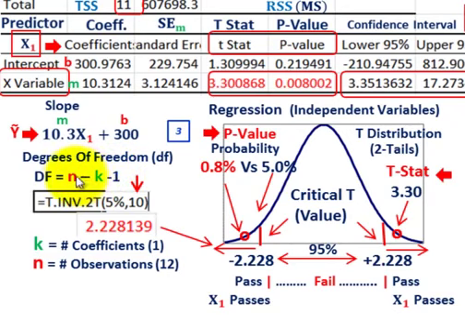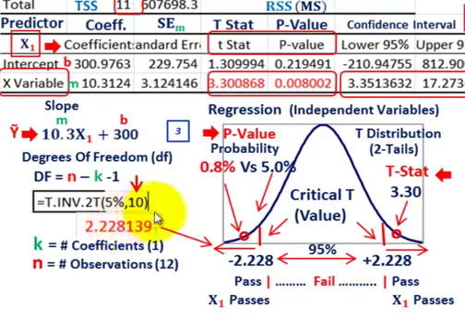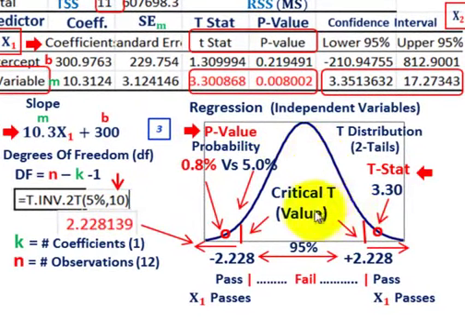So what do we have here? 12 observations, one coefficient k, and then subtract 1 from it. So we're going to come up with 10 degrees of freedom. Put that into your function, and you're going to come up with your critical value of 2.28. So that's our t critical value.